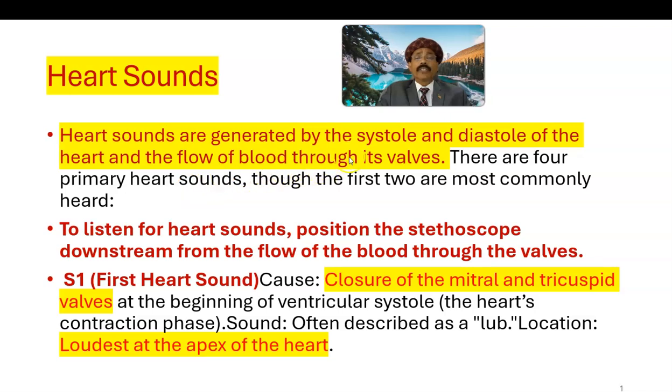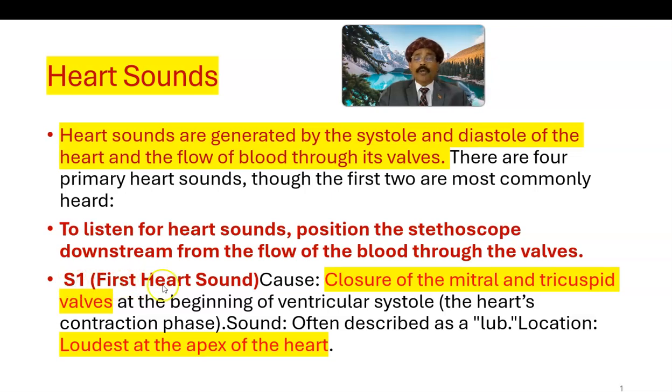Today I will discuss heart sounds. Heart sounds are generated by the systole and diastole of the heart and the flow of blood through its valves. There are four primary heart sounds: first, second, third, and fourth heart sounds, though the first two are most commonly heard. To listen for heart sounds, position the stethoscope bell downstream from the flow of the blood through the valves.